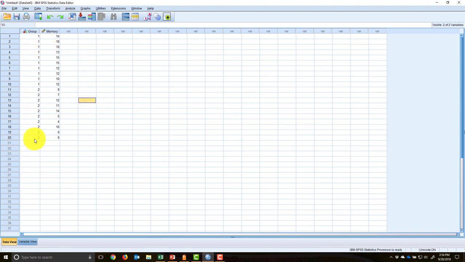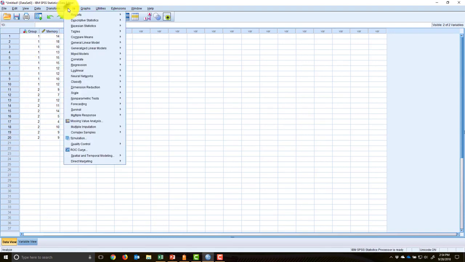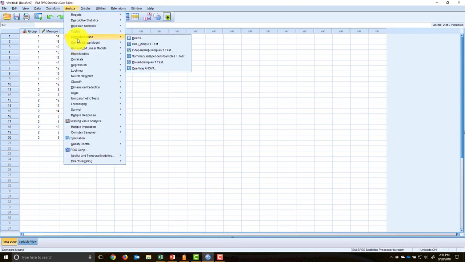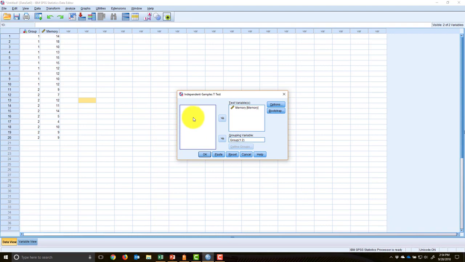So what we're going to do is analyze these scores. I've got everything put in. I've got my 20 participants. I'm going to analyze these, and I'm going to compare the means, because that's what I'm doing here. I'm comparing the means, the t-test. I'm looking for the difference between the means to see if something significant has happened. I'm going to do an independent samples t-test because I have two different groups of independent samples.